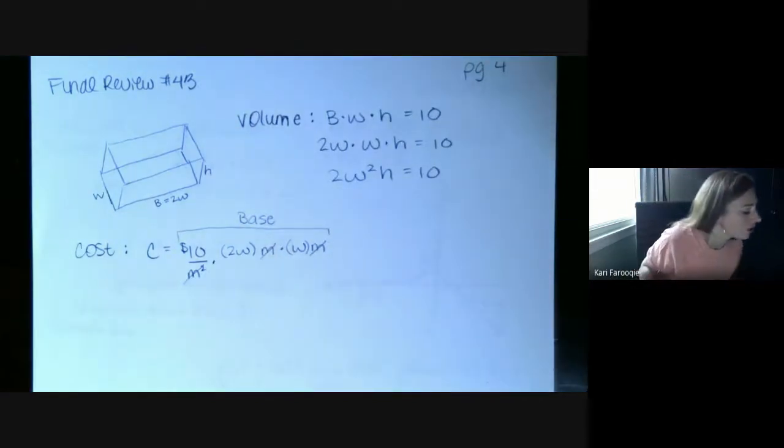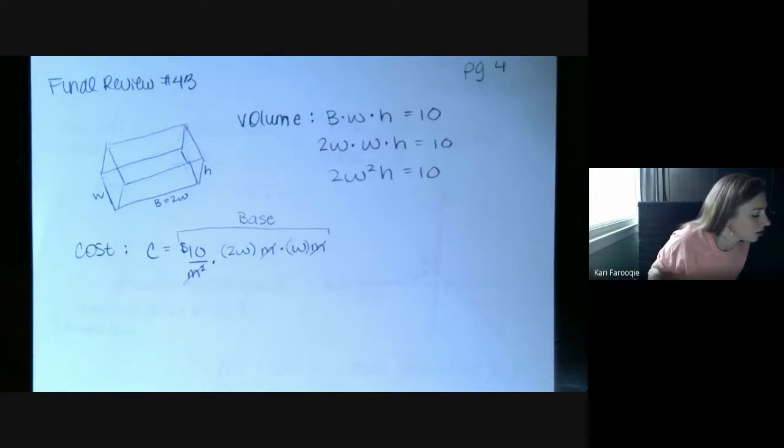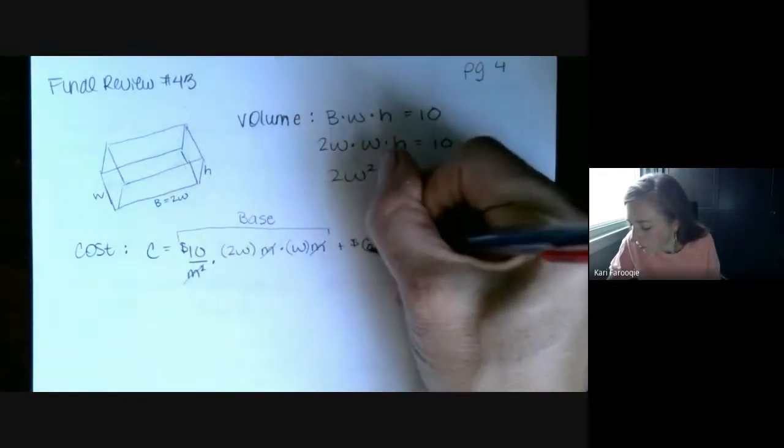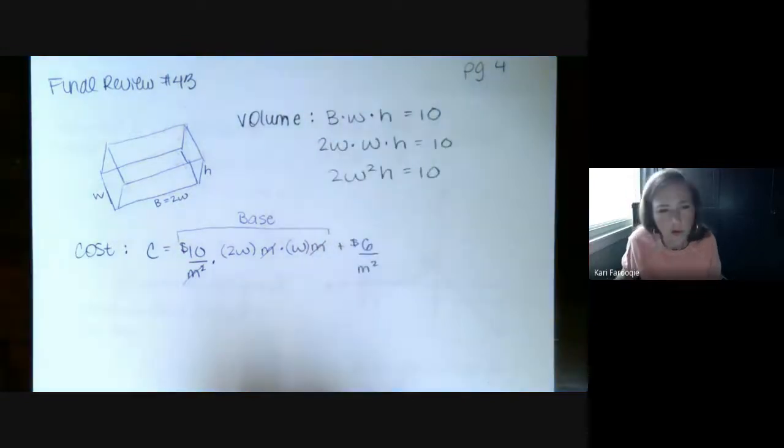So let's see. The length of its base is twice the width. Material for the base costs... I should have named it BL, but who cares? I guess we're not using it anymore anyway. Material for the base costs $10 per square meter. Material for the sides costs $6 per square meter. So we're going to add that to the cost for the sides, which is $6 per meter squared.